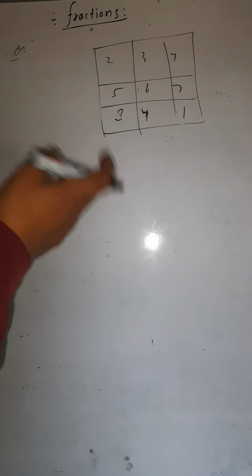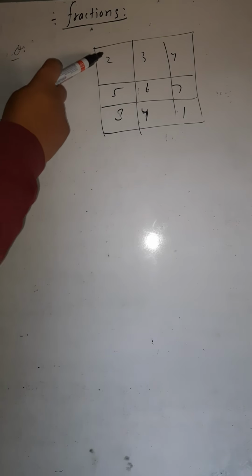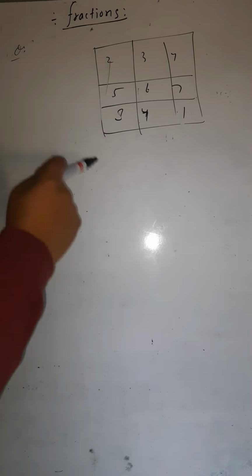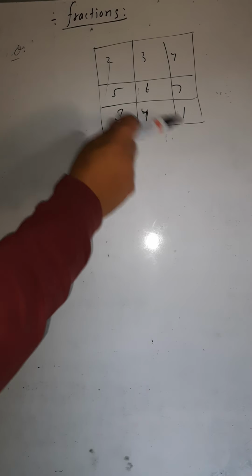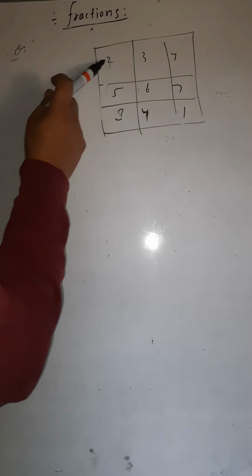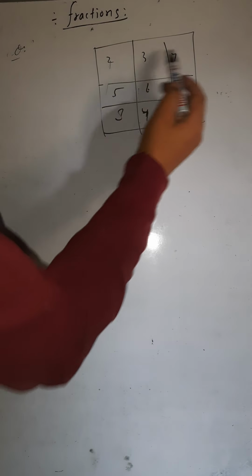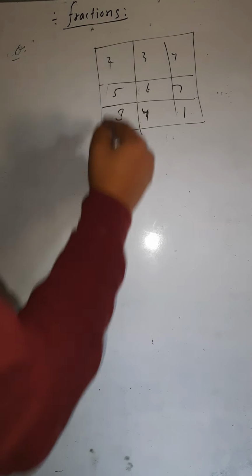Okay, so now I have to find whether this is a magic square or not. Magic square means the sum of the numbers in each row, in each column, and along each diagonal should be the same. These are known as rows, 3 rows here, 3 columns and 2 diagonals. This is the first diagonal and this would be the second diagonal.